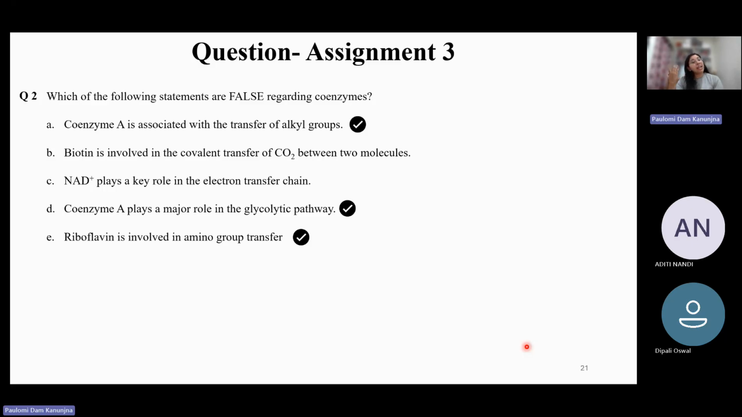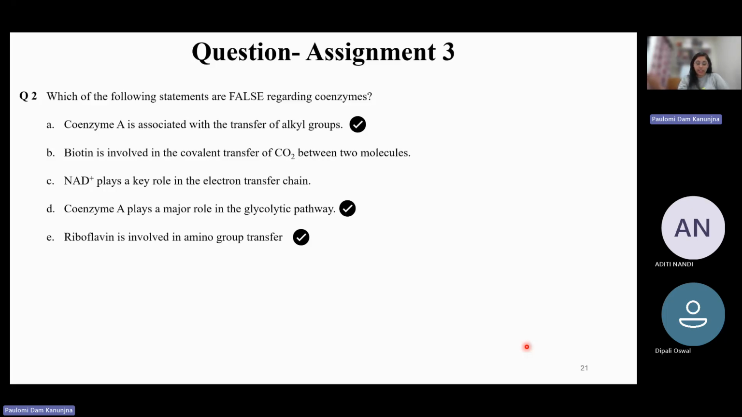If you remember fatty acyl coenzyme A, that should tell you what it is involved in. It is involved in the transfer of acyl group and not alkyl group. So A is false. So we did get A as an answer. Next one is biotin is involved in the covalent transfer of CO2 between two molecules. Yes, that we know. Where did we see this? We saw it in acetyl coenzyme A carboxylase, if you remember. In that pathway, we had seen biotin as a CO2 carrier because that's how in carboxylase you have the carbon being added, right?